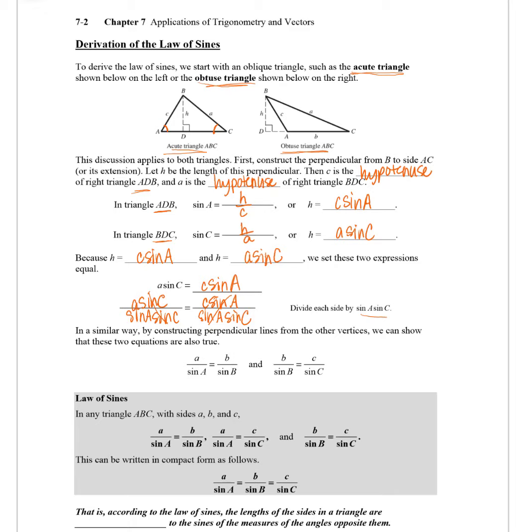And in a similar way, we could come up with these other two formulas. This is called the law of sines for any triangle ABC. With sides A, B, and C, all of these are true. Or we could just set them all equal to each other. That is, according to the law of sines, the lengths of the sides of a triangle are proportional to the sines of the measures of the angles opposite them.